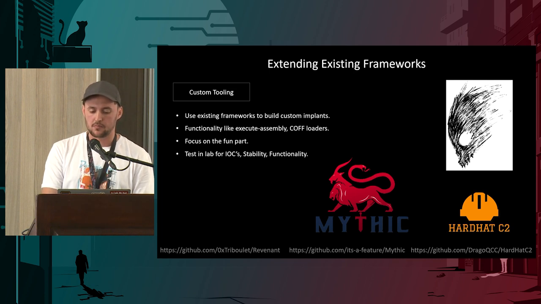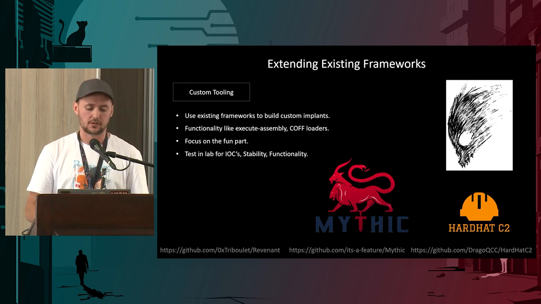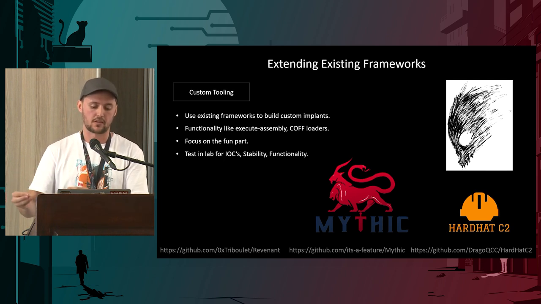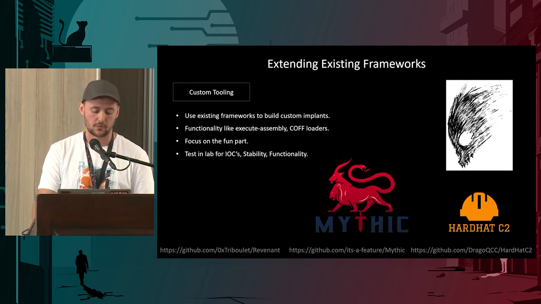Stuff like execute-assembly, which is basically just running .NET code in memory, which is pretty cool because you can take any C# file or whatever, pass it through, and it will run it in memory. You don't have to create your own beacon for that. You can just create a little module that does that. And the same with BOF loaders, where instead of .NET, it's an object file that gets run in memory, which is probably the best way of doing things right now.